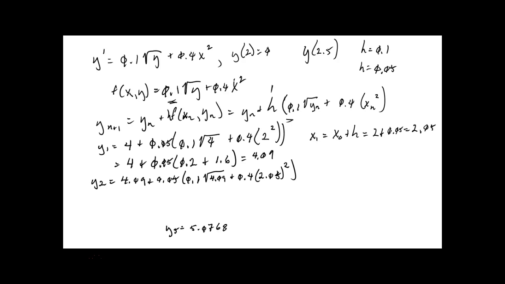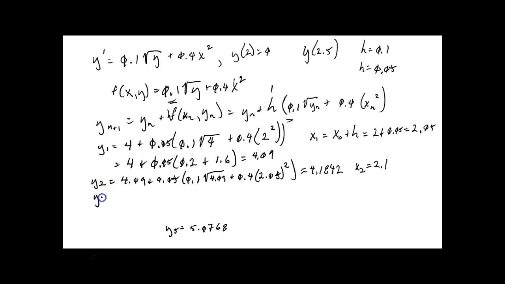I got 4.18, and I think they got it too. 4.1842. I guess I'm going to have to leave it about like that. 4.1842. Okay. Now, that's my Y2. My X2 is now 2.1 because it's 2.05 plus another 0.05.